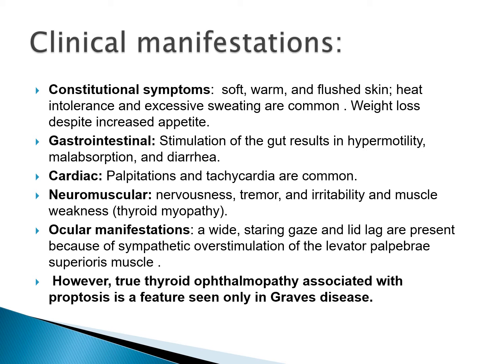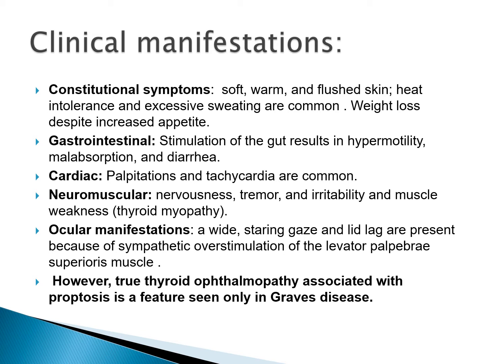is high. Neuromuscular abnormalities: the patient is also nervous. This is a very common manifestation for hyperthyroidism, nervousness and tremor, which is shaking of the hands, and irritability, and sometimes muscle weakness, which we call thyroid myopathy, especially the proximal muscles are affected, so the patient may not be able to carry things, for example.